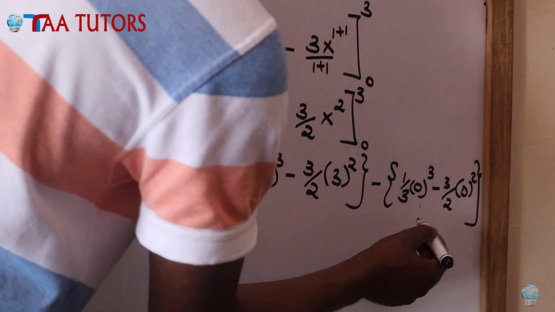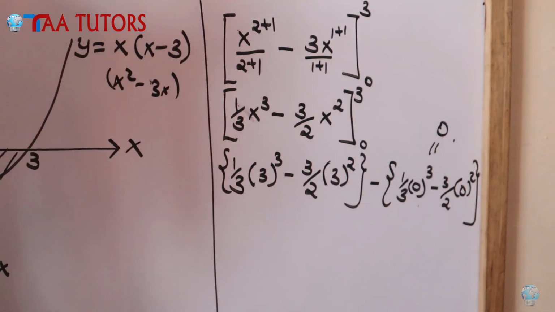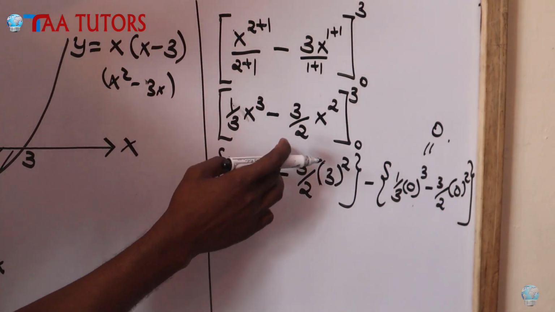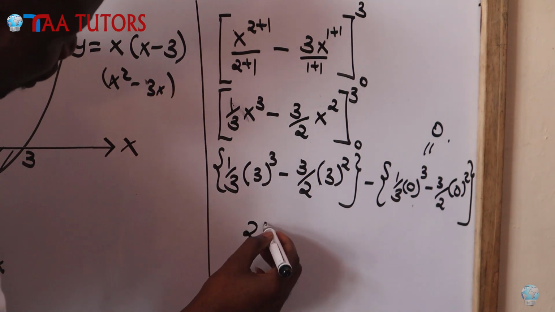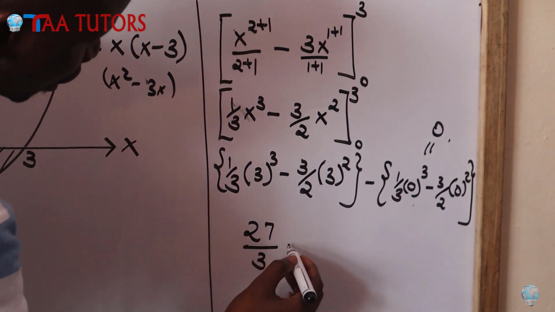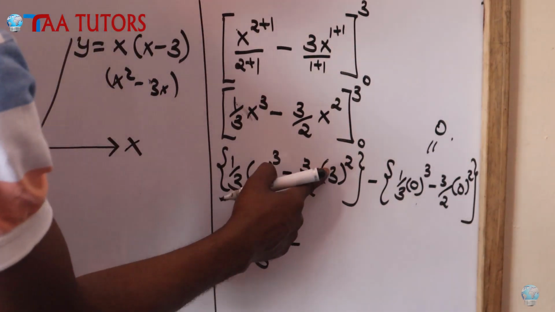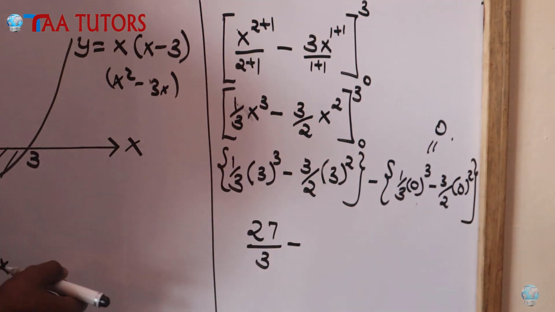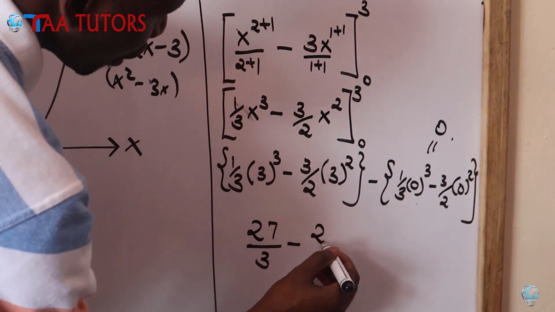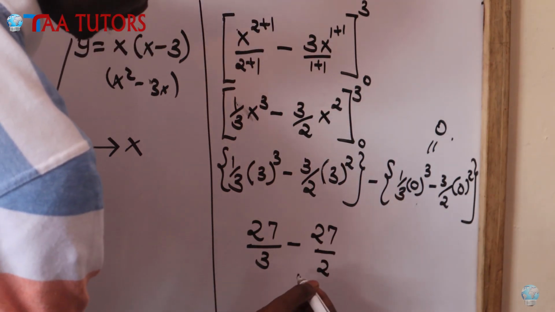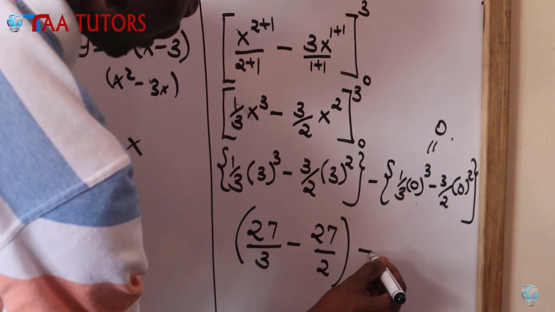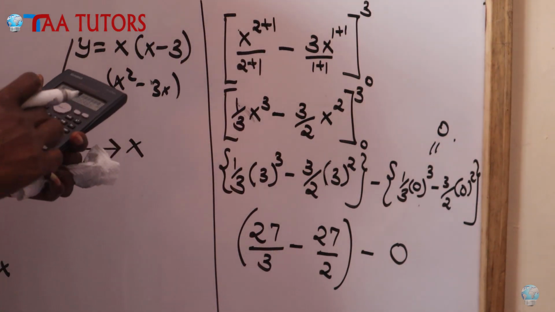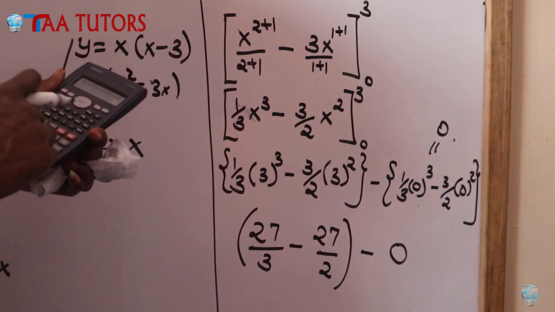So I want to believe that this one will give us 0. So I don't have to really struggle with it. I'm just going to work on this other side. So 3 cubed is 27. 27 over 3 minus, this is going to be 3 squared is 9. 9 times 3 is going to be 27 over 2. I know that I will simply have minus 0 on the other side. So 27 over 3, 27 divided by 3 should give us 9.